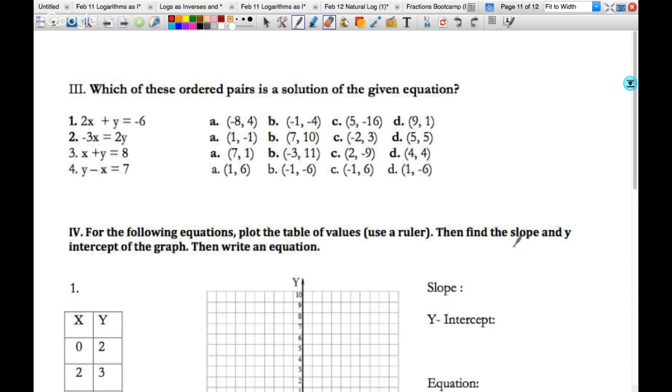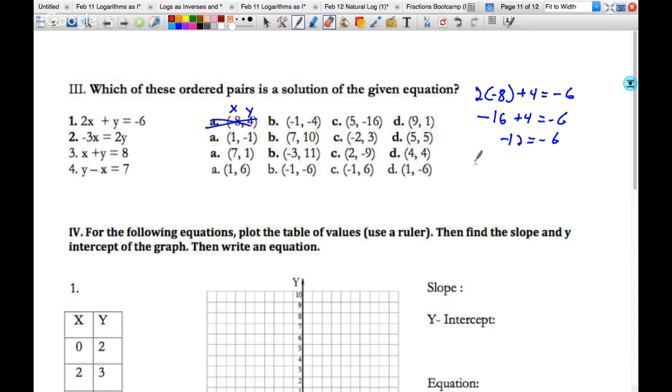Some more checking ordered pairs to see if there's solutions. Let's just do number 1. I'll just do my work over here. This is not in slope-intercept form. But that's okay. We plug in the x and the y where they're supposed to go. Negative 8 replaces x wherever it is. So it's going to replace the x right there. This is going to become 2 times negative 8 plus 4 equals negative 6. And now we just see if that balances. Negative 16 plus 4 equals negative 6. No, negative 12 equals negative 6. Not a good answer. Try the next one.